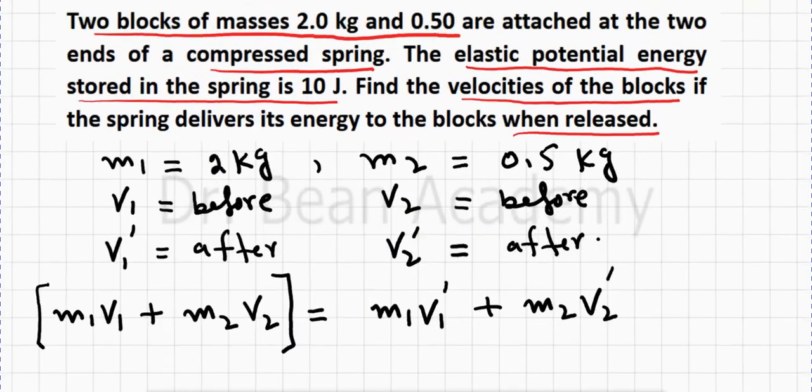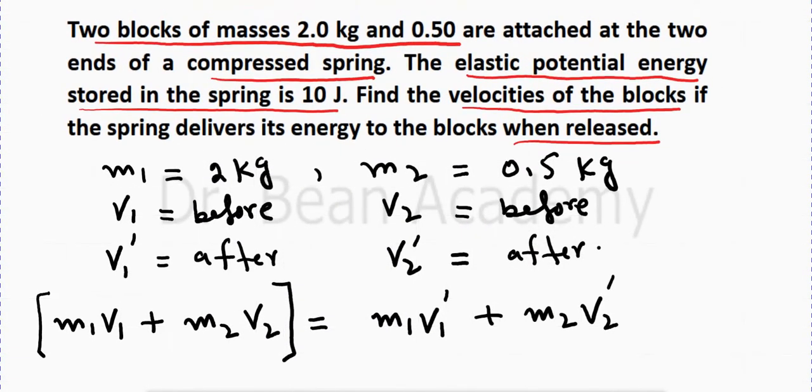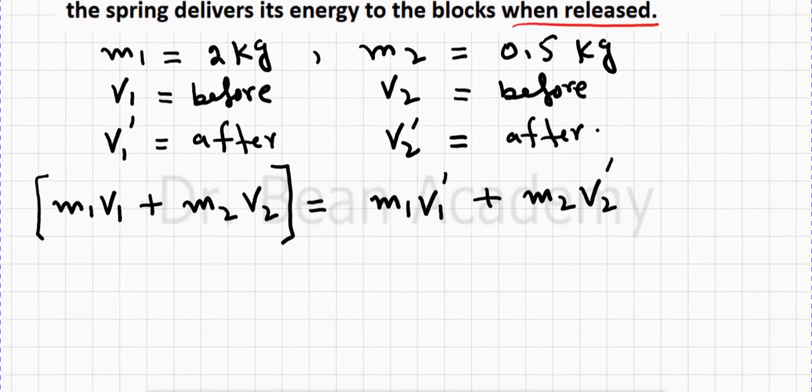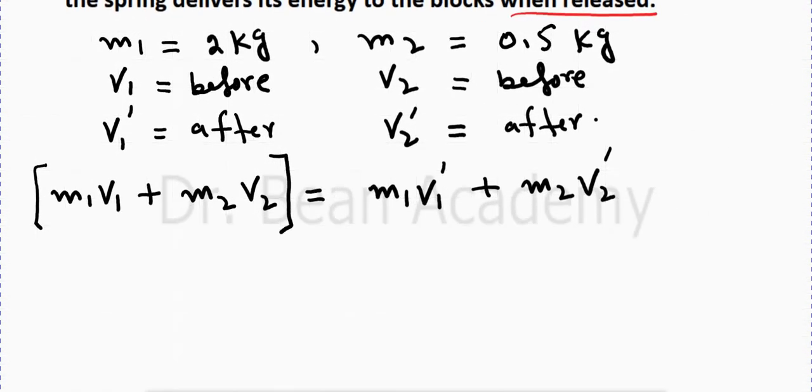It was given in the question that two blocks of masses are attached at the two ends of a compressed spring. So if the spring was compressed, it means the two masses were at rest, and their initial velocities, meaning the velocities of the masses before the removal of the forces, should be equal to 0.